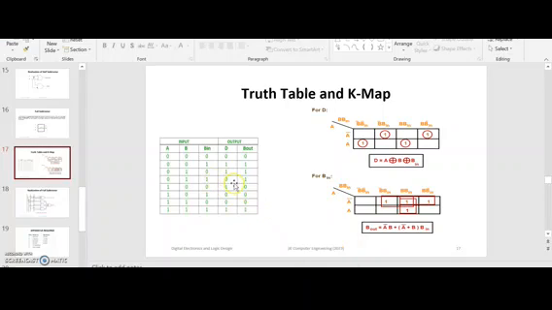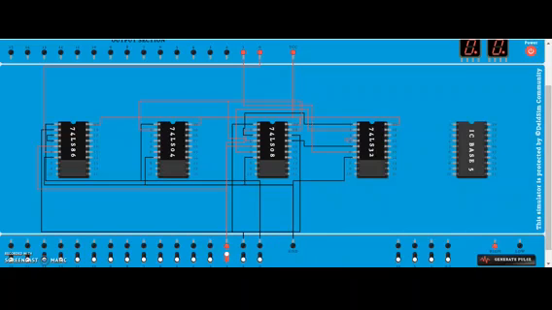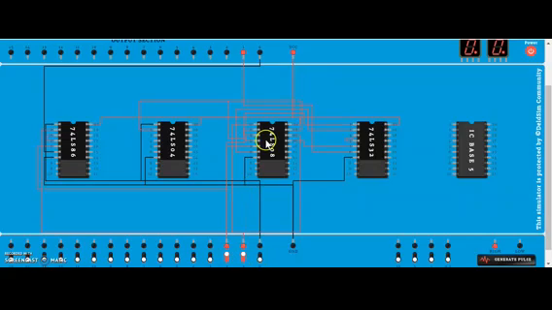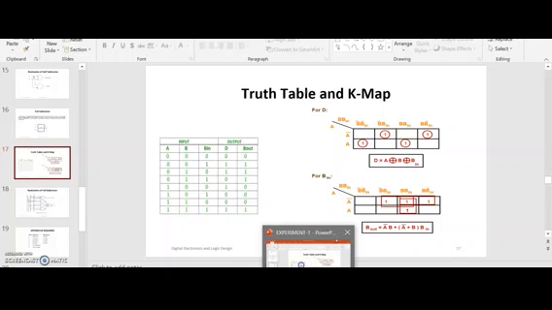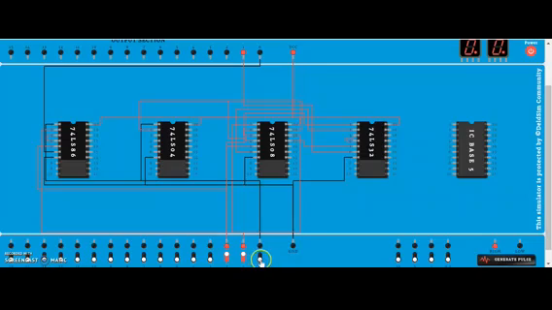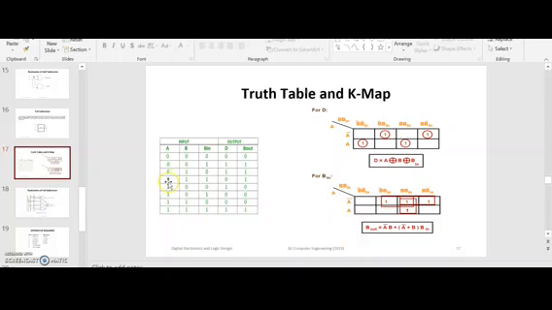Now I will check where only borrow will be generated. So 0, 1, 1. In case of 0, 1, 1, see, only borrow is showing, no difference is there. What we have given as input is 0, 1, 1. So D is 0, and borrow is there.